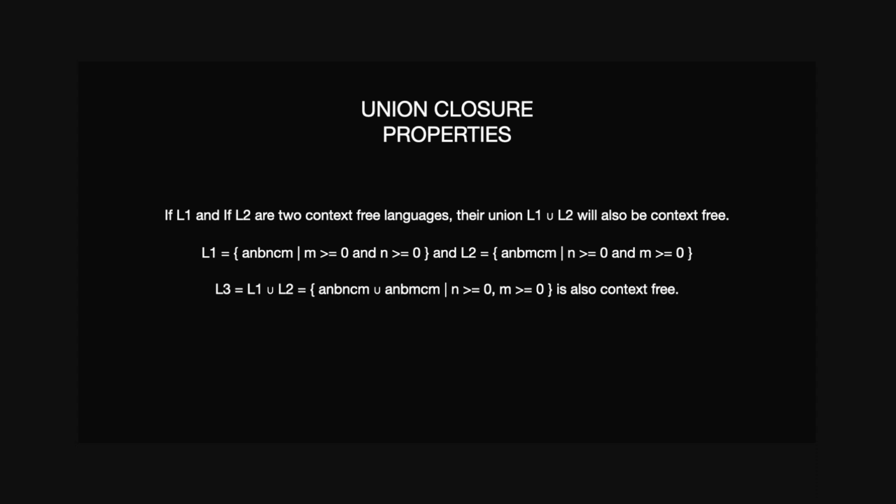L1 union L2 gives a^n b^n or b^n c^n. In other words, if L1 says the number of a's should be equal to the number of b's, and L2 says the number of b's should also be equal to the number of c's, the union says that either of the two conditions is to be true. So if L1 says A tends to B and L2 says B tends to C, then L3 says A tends to C. So in all, it is closed under union. L3 is also a context-free language. So CFLs are closed under union.